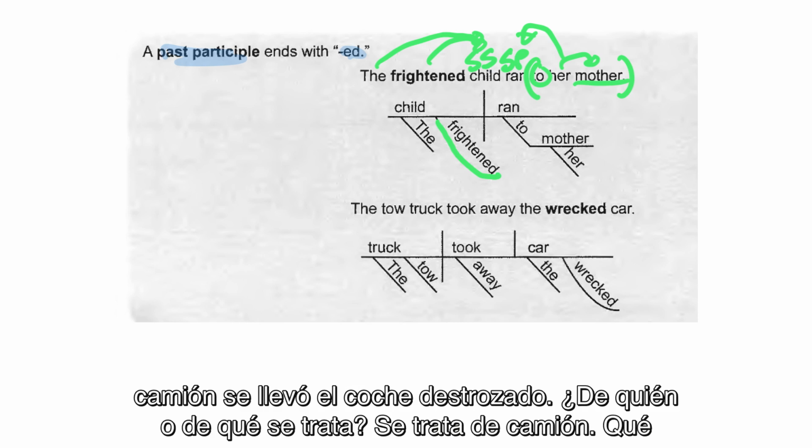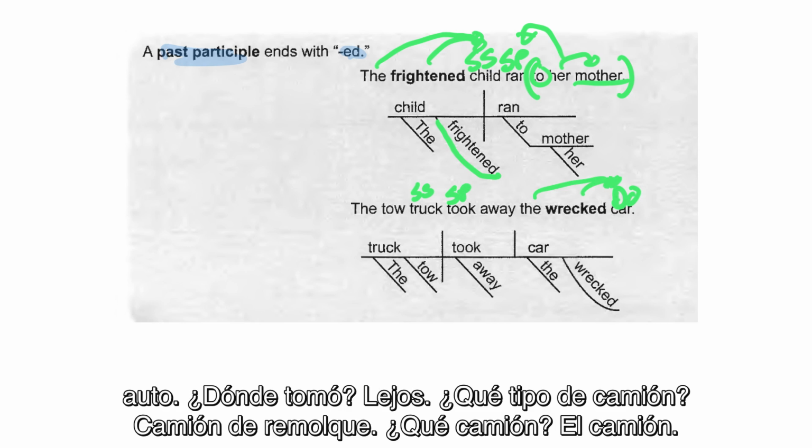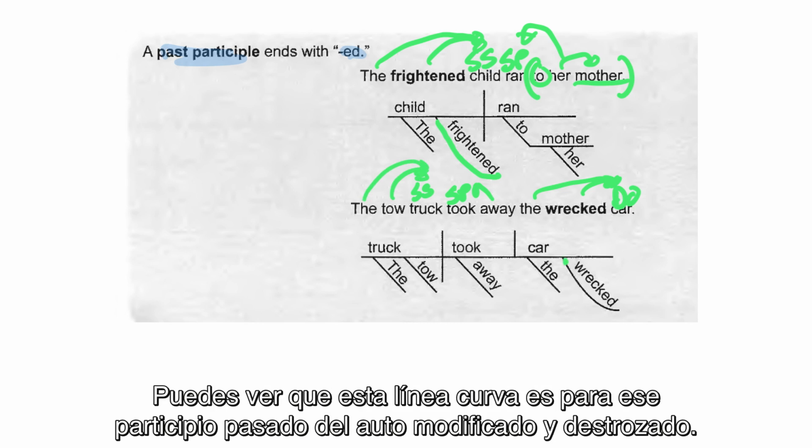The tow truck took away the wrecked car. Who or what is this about? It's about truck. What did truck do? Took. What did it take? Car. Which kind of car? Wrecked car. The car. Where did it take? Away. What kind of truck? Tow truck. Which truck? The truck. You can see this curved line is for that past participle wrecked, modifying car.